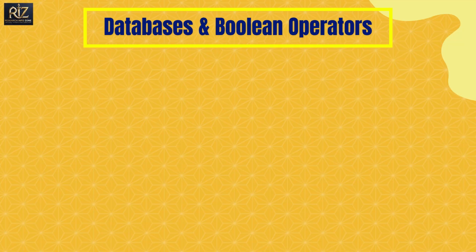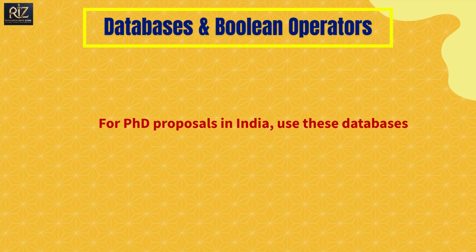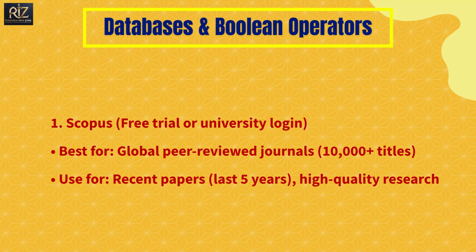Now, which databases should you use? For PhD proposals in India, use these databases. 1. Scopus with free trial or university login. Best for global peer-reviewed journals with 10,000 plus titles. Use for recent papers of last 5 years with high-quality research.